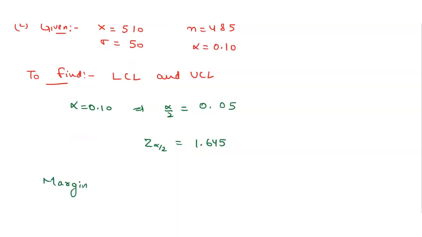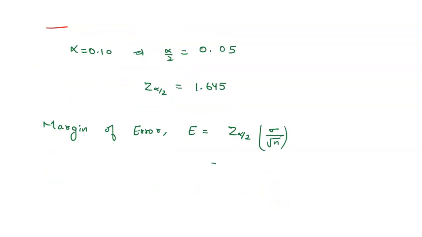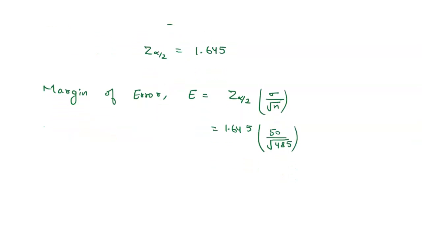Margin of error, that is E, is equal to Z alpha divided by 2 multiplied with sigma divided by square root n. And now putting all the values here, this is 1.645 multiplied with 50 and divided by square root 485. Now this comes out to be 0.2. So this is our E.